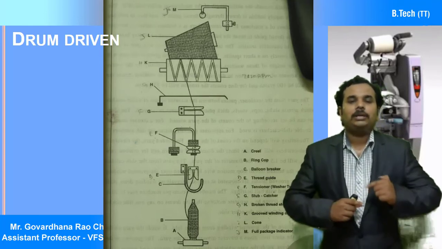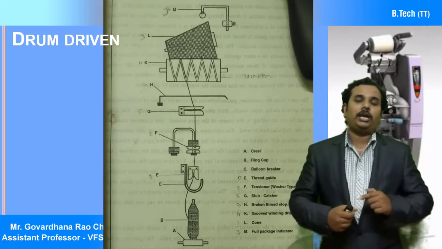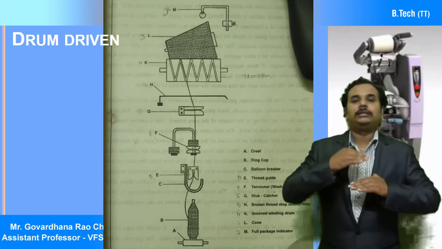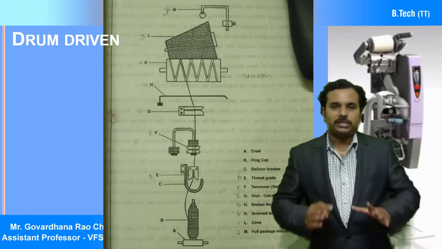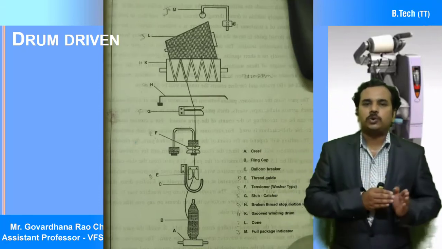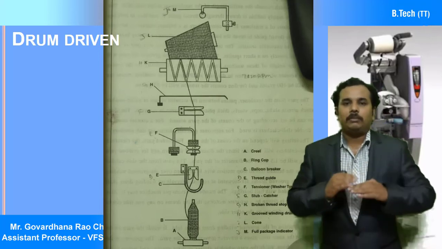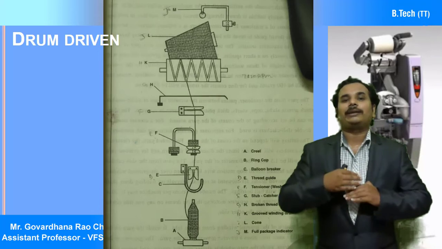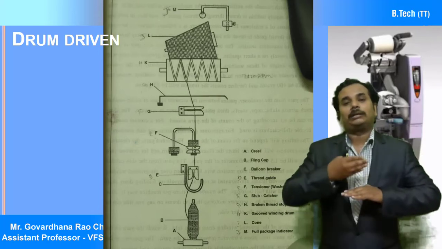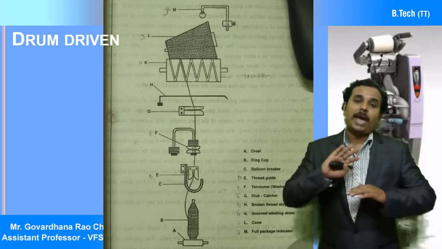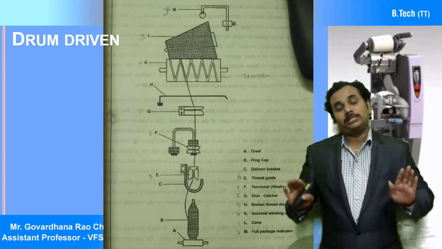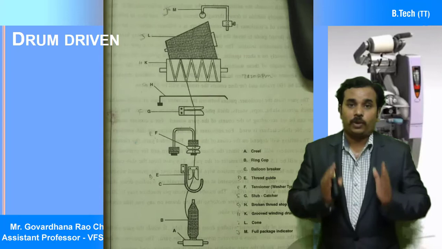The drum is going to rotate the package due to the frictional contact between the drum and the package surface. So once again I am repeating why it is called drum driven. The drum is driving the package due to the frictional contact between the drum and the package. So the package does not have any separate driving mechanism in the case of a drum driven winding machine.